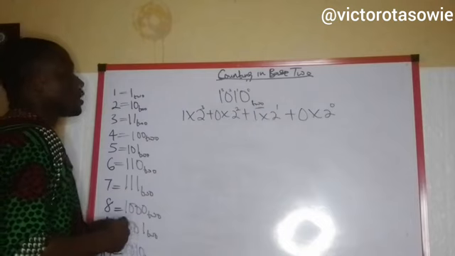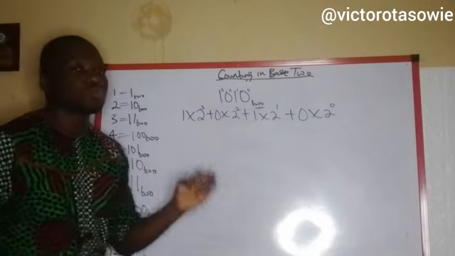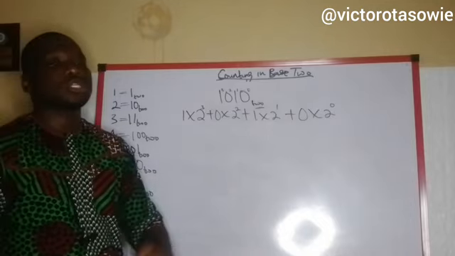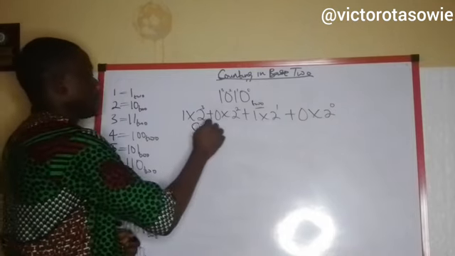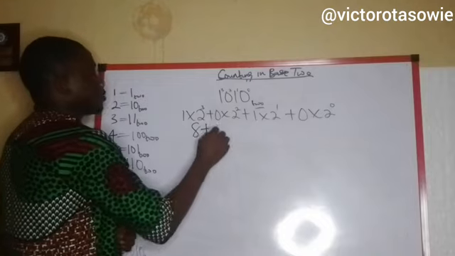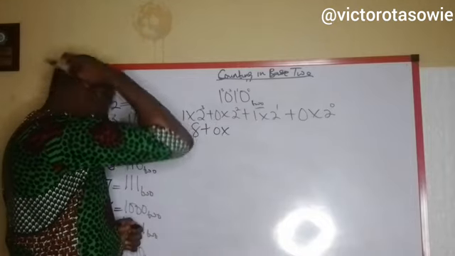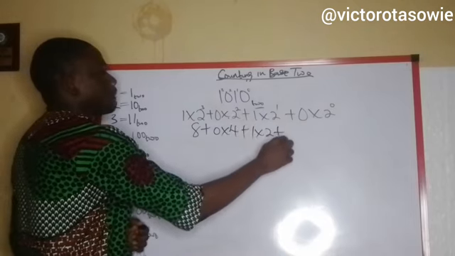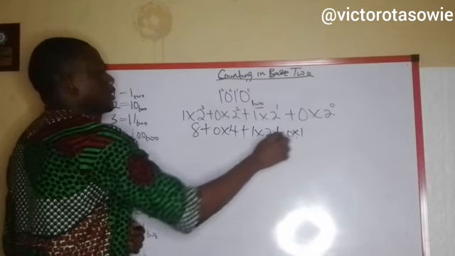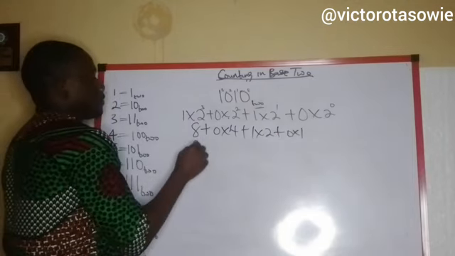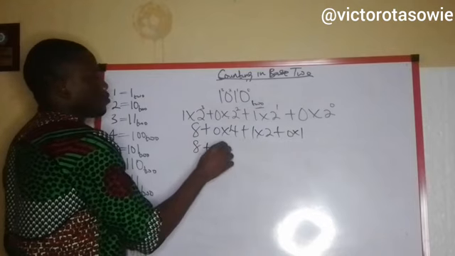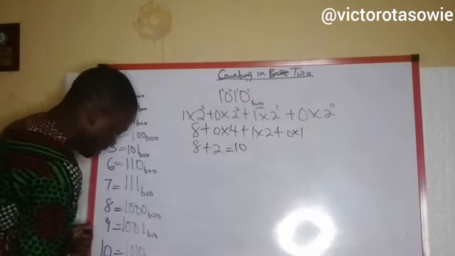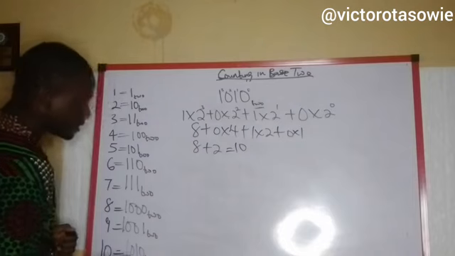So now we are going to check. 2 raised to power 3 is 2 times 2 times 2. So what's 2 times 2? 4. 4 times 2, 8. Plus, now we have 0 times 4, plus 1 times 2, plus 0 times 1, because 2 raised to power 0 is 1. So we have 8 plus 2. You know this is 0. So what is 8 plus 2? 10, which is here. Being able to get our 10 back.